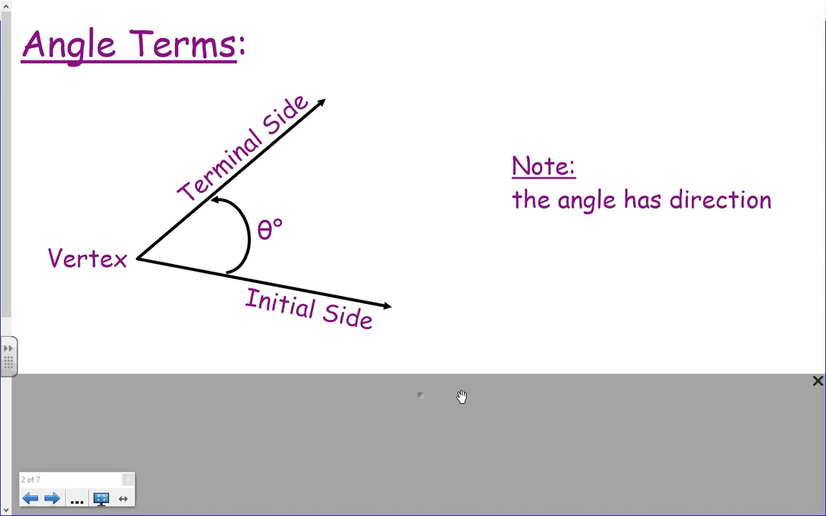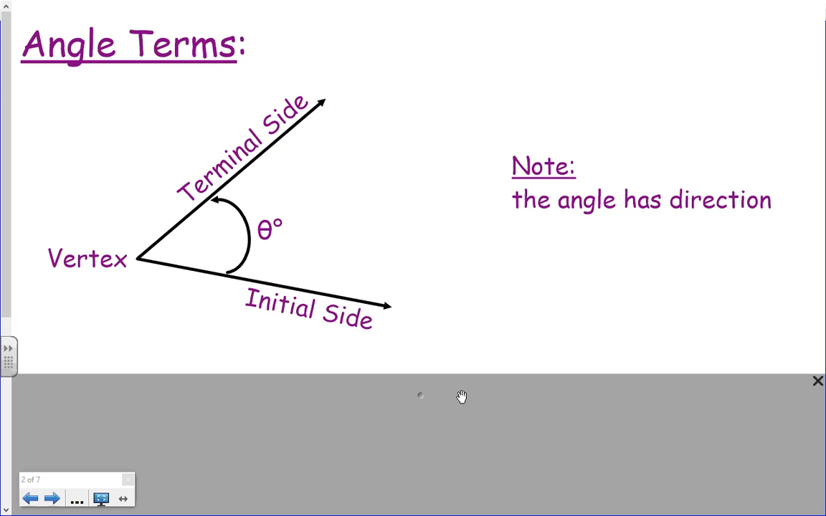An angle, remember, is made up of two rays, and the endpoints of those rays they have in common. And that common point there is what we call the vertex. So the vertex is at the endpoints of your rays. And then the two rays, we call one of them the initial side and the other one the terminal side.